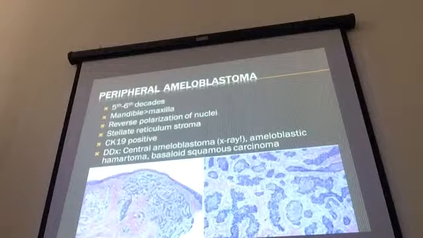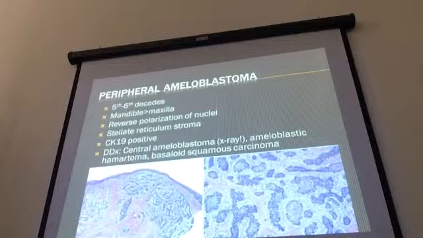Now this brings up other tumors, odontogenic lesions of the gingival area. And one is this peripheral ameloblastoma. So again, this term peripheral is important. It means it's external to the bone. It tends to be an adult onset tumor. And it has the typical stroma of an ameloblastoma. And the differential diagnosis includes the central ameloblastoma, so that's where the X-ray becomes important, and a few other lesions like basaloid squamous cell carcinoma.